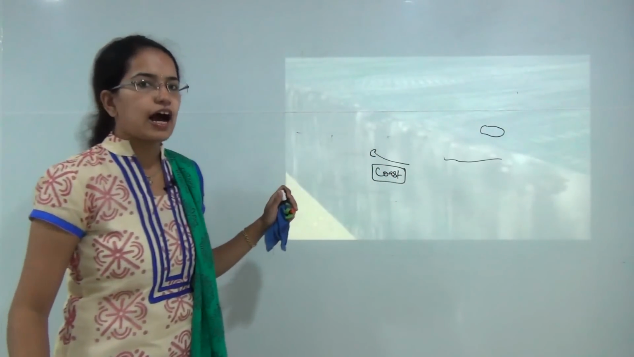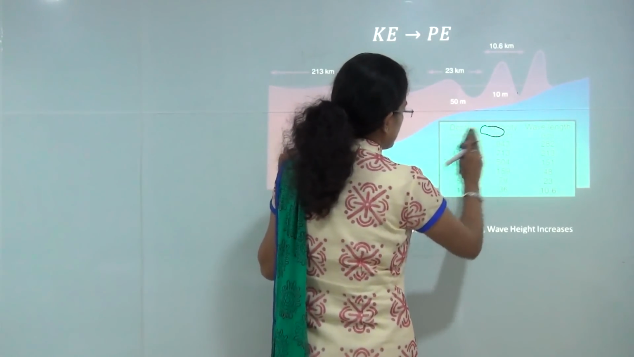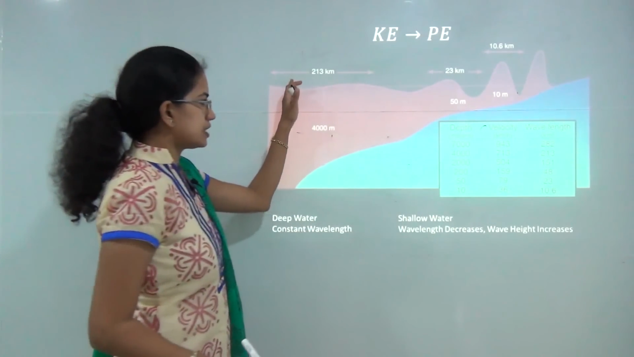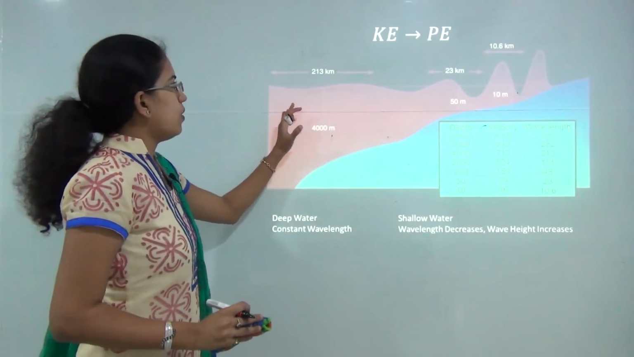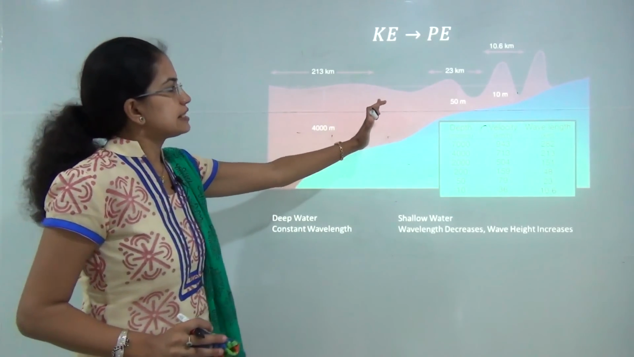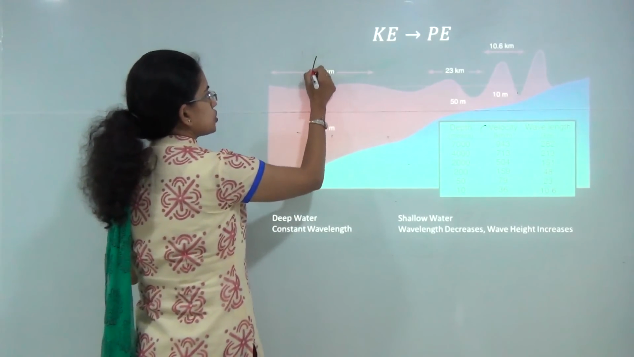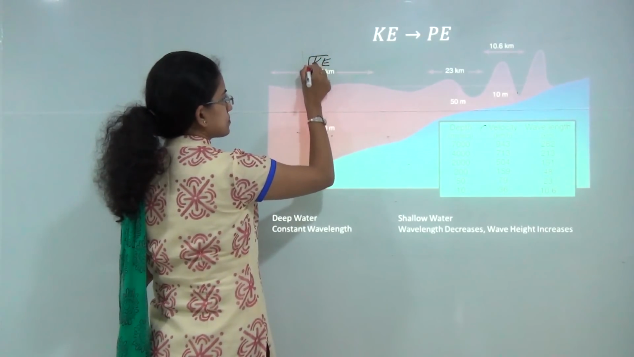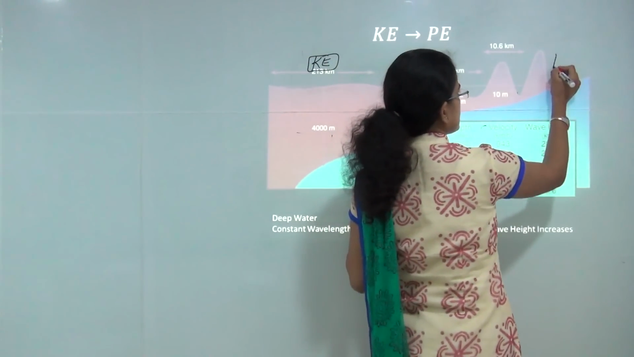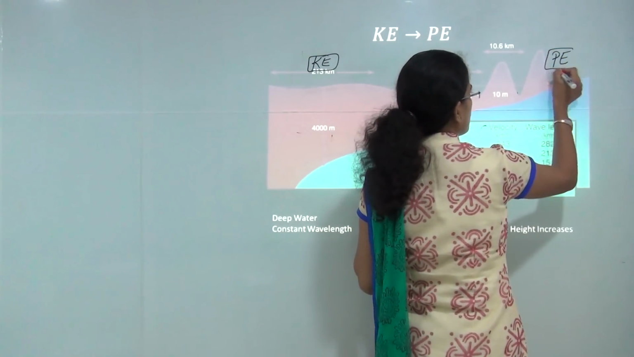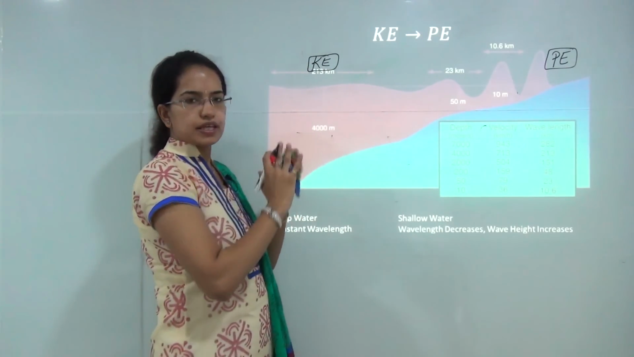Let's understand how this works. So I have a diagram here. We have the depth, the velocity and the wavelength. Now towards the deeper oceans, most of the energy here is stored as kinetic energy. However, towards the coastline, this energy gets converted into potential energy. We believe that total energy remains constant.